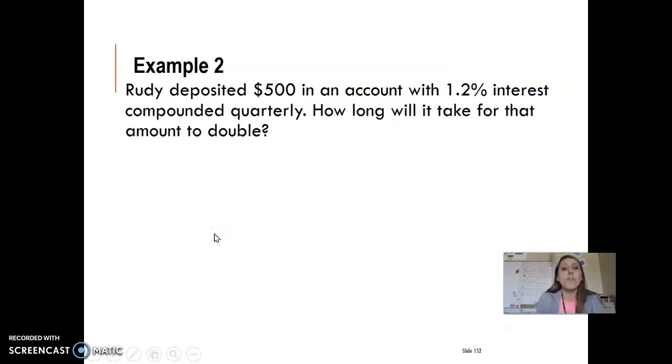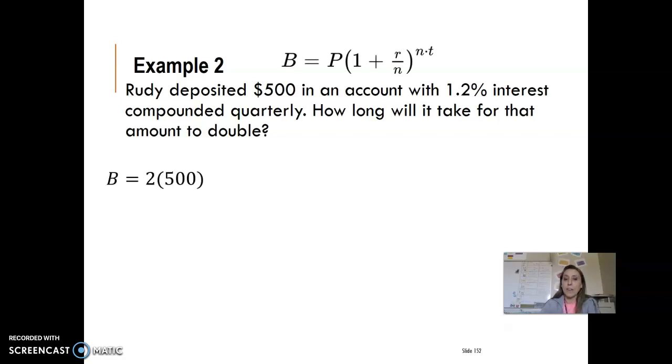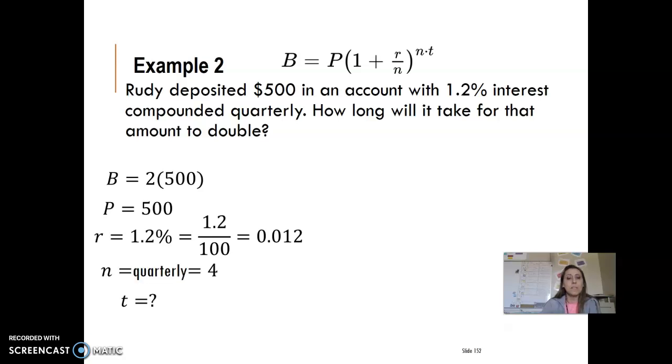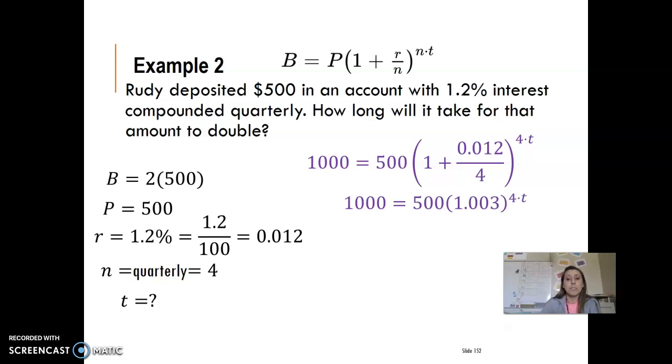Okay, so now we've got: Rudy deposited $500 into an account with 1.2% interest compounded quarterly. How long will it take for that amount to double? Again, we're going to use the compound interest formula. We've got 2 times 500, we can either put 1,000 or 2 times 500. 500 is our original principal. Our interest rate is 0.012. We don't know what our time is, but our n is quarterly, so that means 4 times a year. It's compounded 4 times a year. So we plug in everything that we know and we start solving.